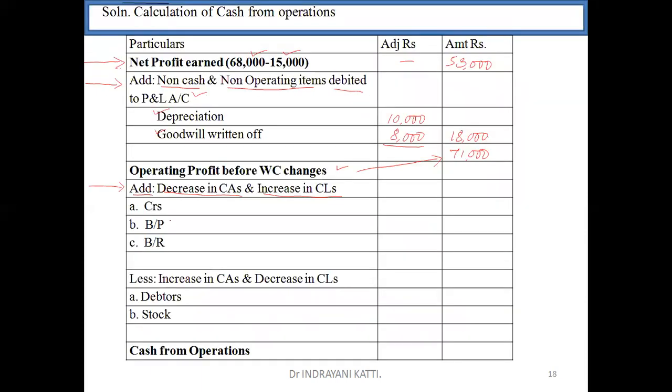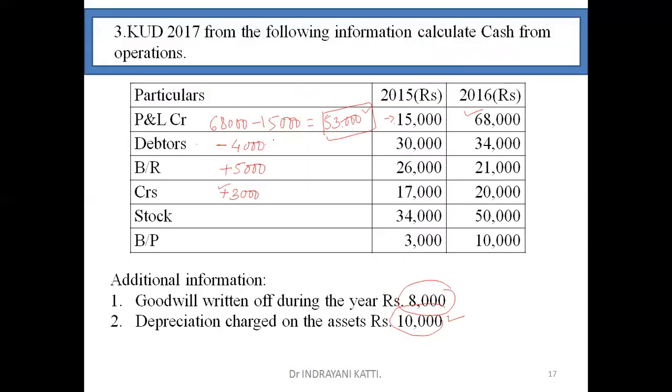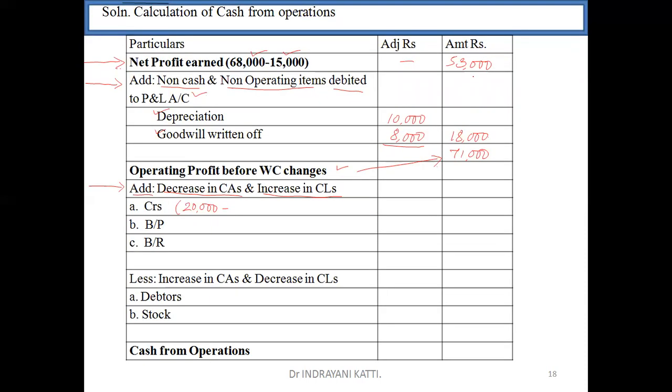So let's come to the creditors. Look at the creditors items. Creditors are increased. How much was it earlier? 17,000 in the first year and 20,000 in the second year. That's why it is increased by rupees 3,000. So the same thing I'm writing here, 20,000 minus 17,000. The difference is rupees 3,000. Write it in the inner column as 3,000.